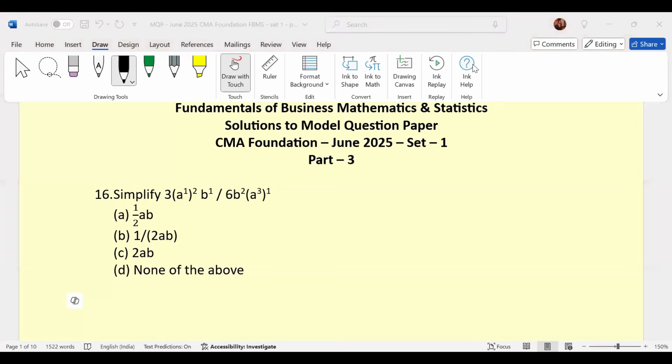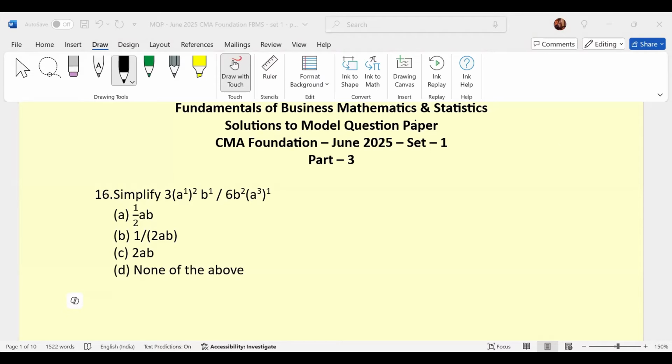Hello everyone, this is in continuation to solving of model question paper of CMA Foundation. Subject is Business Mathematics and Statistics, meant for this June 2025 examination. Set 1, this is part 3 and question number 16.